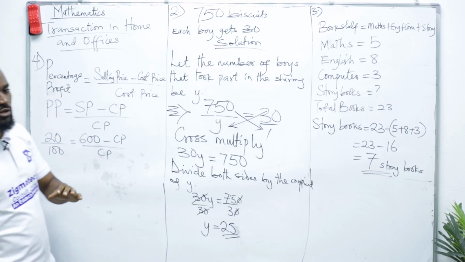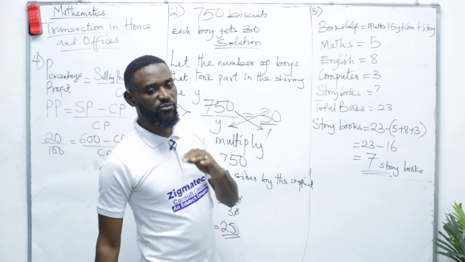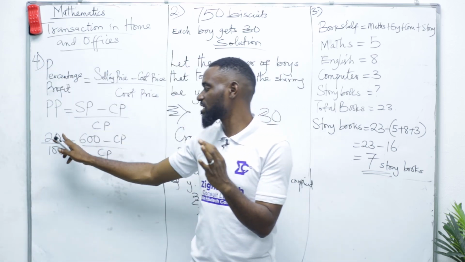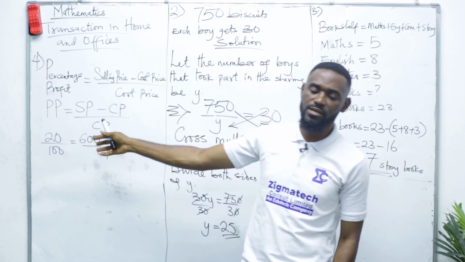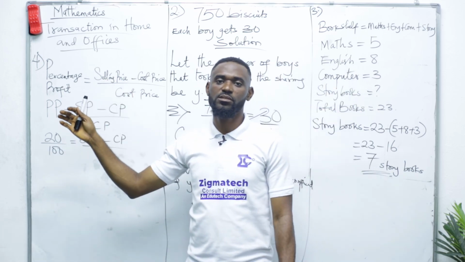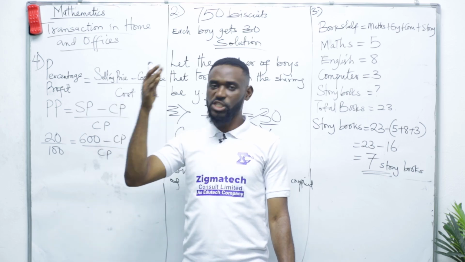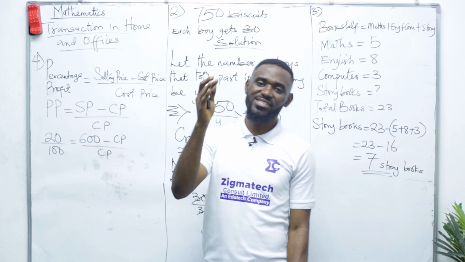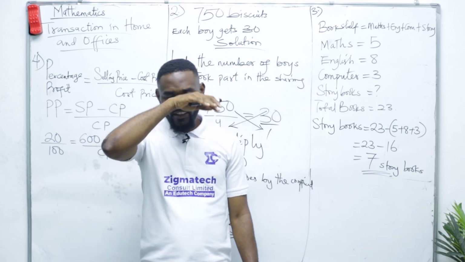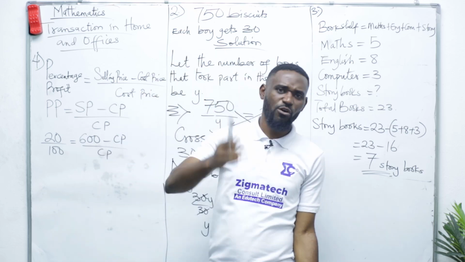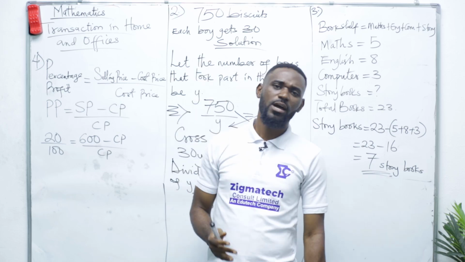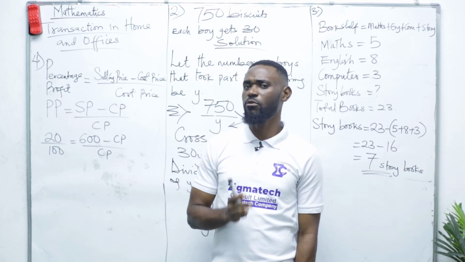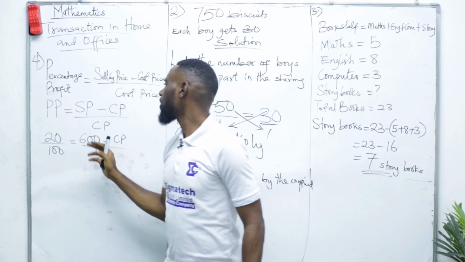Remember, from the question, our percentage profit is 20%. 20% means 20 over 100. That's what I did there. That's what 20% means. If you don't know about percentage, check our playlist here about percentages. We did an explicit study of percentages, so you can just go and look at what we did on percentages. All right?